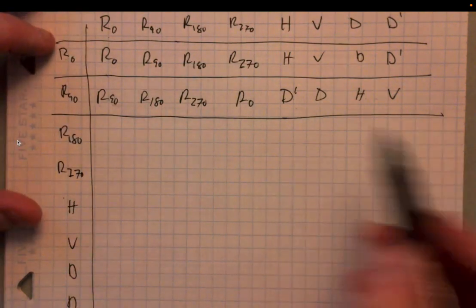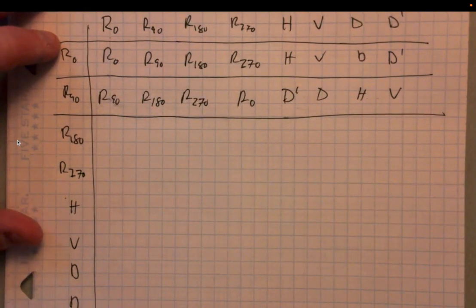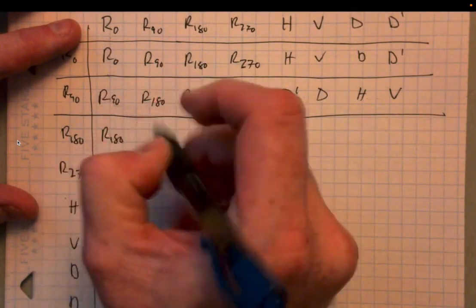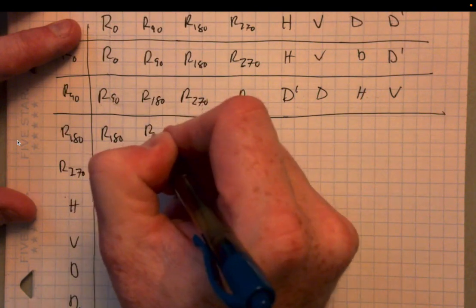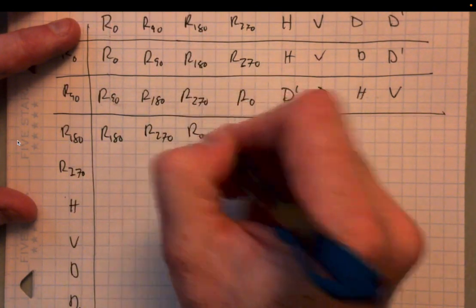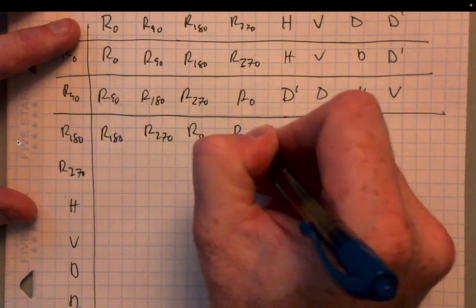But we'll see the structure as we get more of the rows filled out. So what about a 0 followed by a 180? That's a 180. A 90 followed by a 180 is an R270. And then a 180 and a 180 is an R0. And then you've naturally got the R90 here.